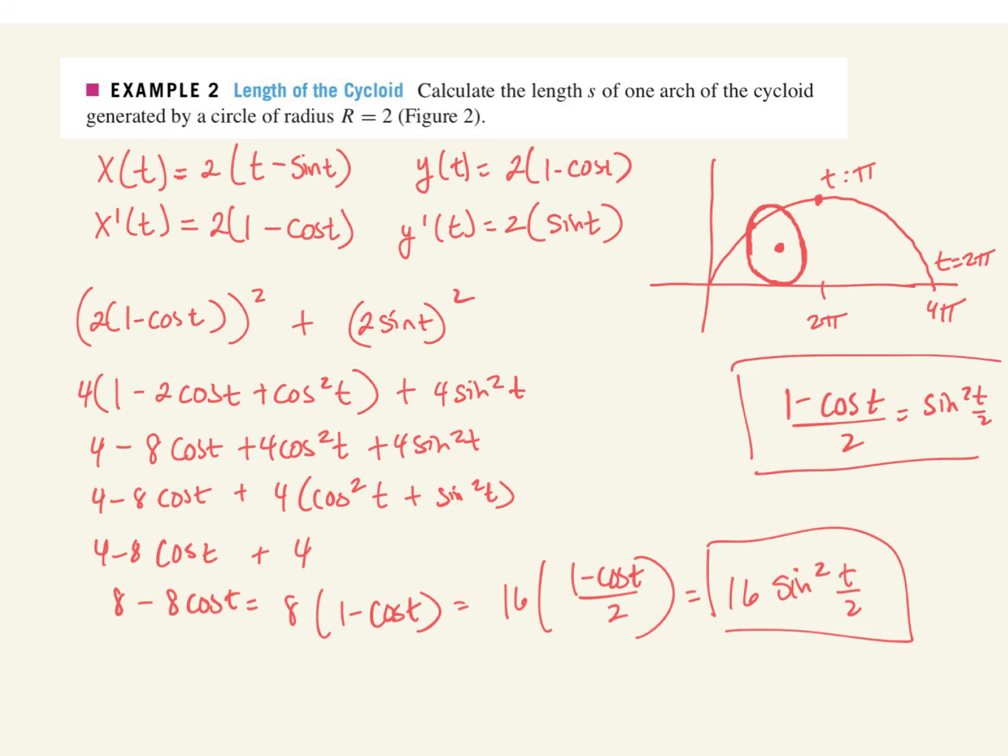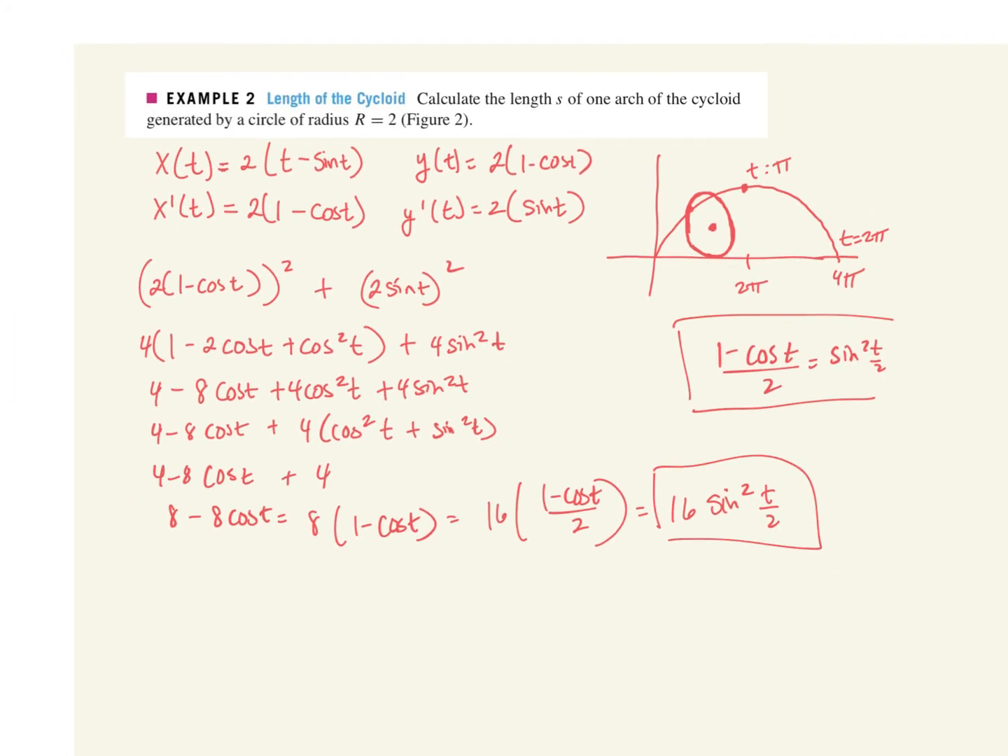So 1 minus cos t over 2 is equal to sine squared t over 2. It's an identity, right? Correct. You need to memorize them. You have to have some of that kind of stuff in the back of your mind. So now, I've simplified it enough that I can go to my arc length, 0 to 2 pi, of square root 16 sine squared of t over 2 dt.